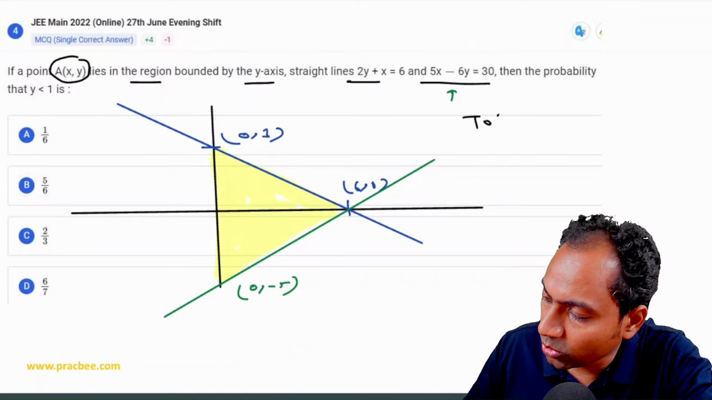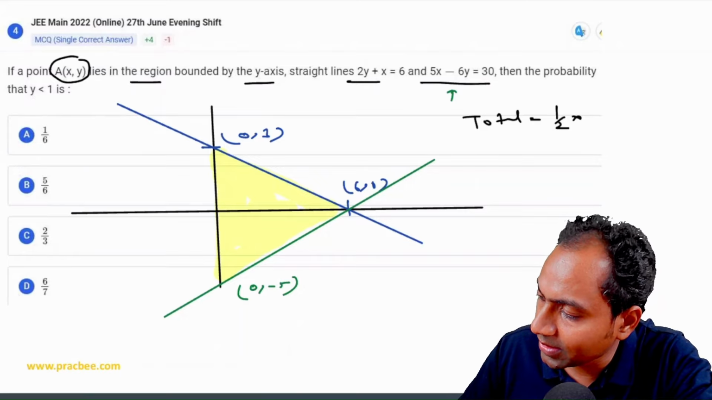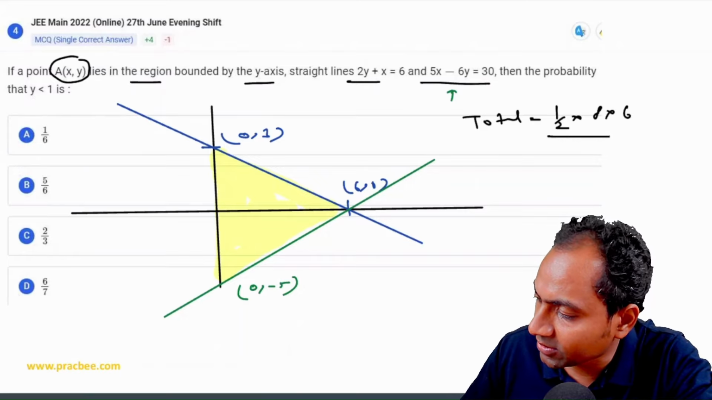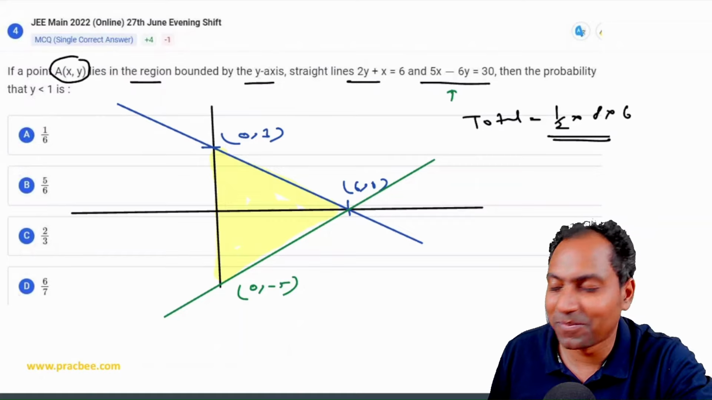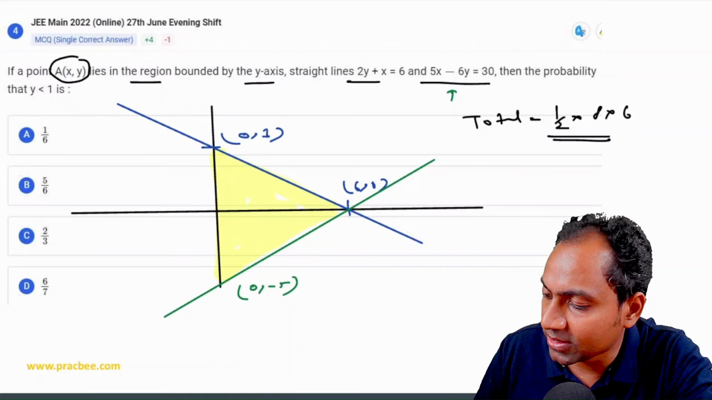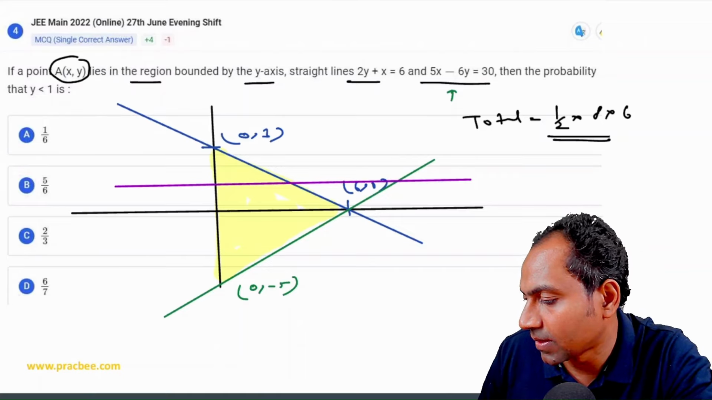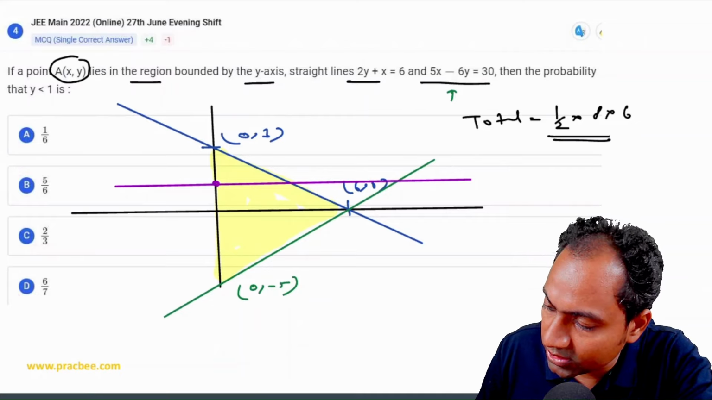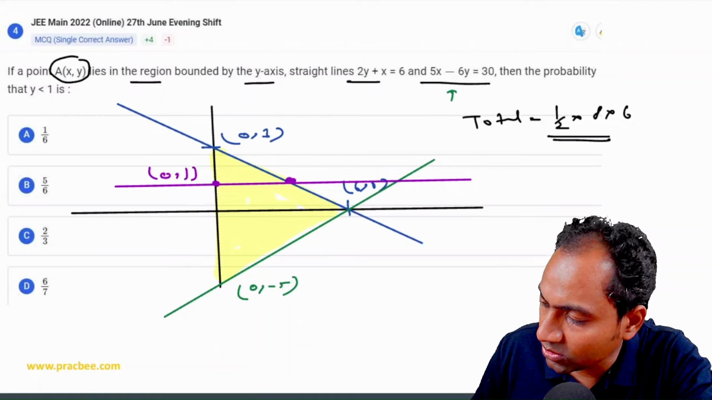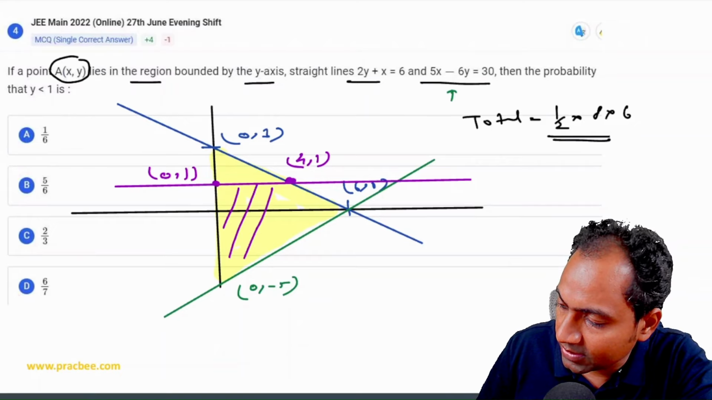Okay, this is my sample space. So my total area will be nothing but half of base, that is 8, into height, that is 6. This is my total area. Now if I want to write the favorable area, what they have given is a condition that y needs to be smaller than 1. So let us put y equal to 1 here. This point is 0 comma 1, and if I find this point of intersection, quite simple to find, this is 4 comma 1. So this is my favorable case.